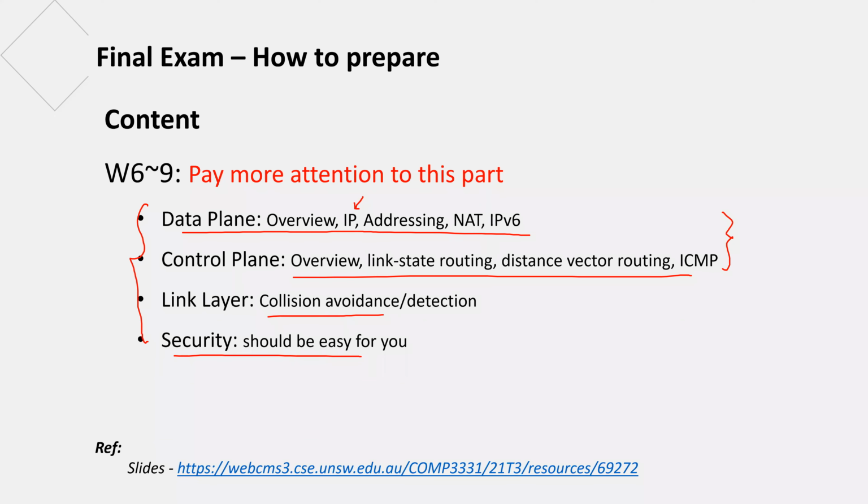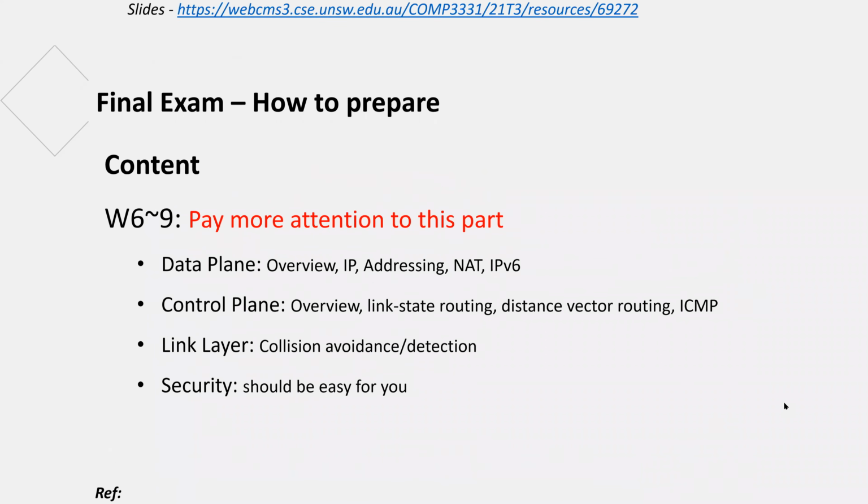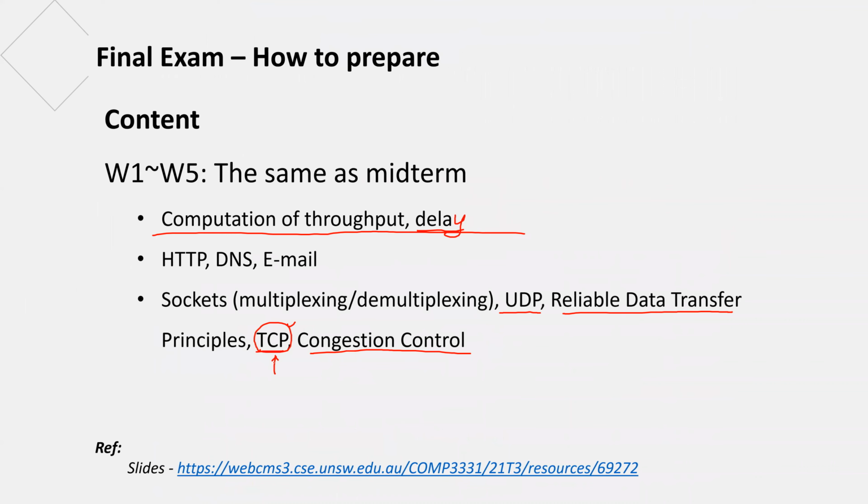Oh yeah, Reno Tahoe. Are you talking about this part? The TCP flavors? Yeah, of course. They will definitely ask something about it. Reno Tahoe is in here, congestion control. So they must ask this kind of question during the final exam. So make sure you know what Reno and Tahoe are and what the difference is between them.